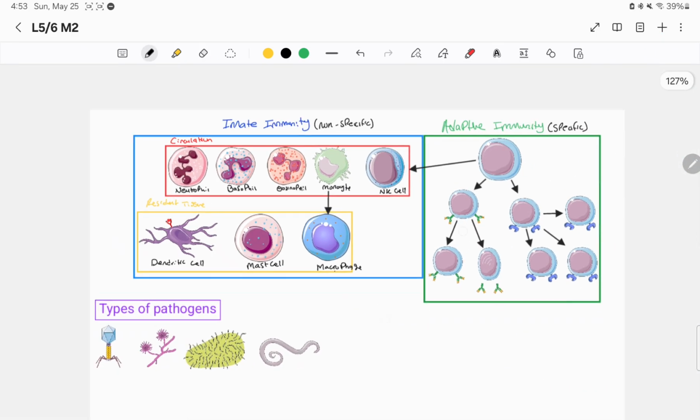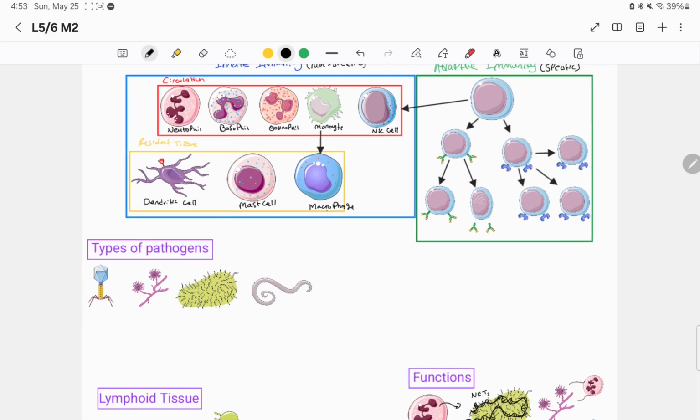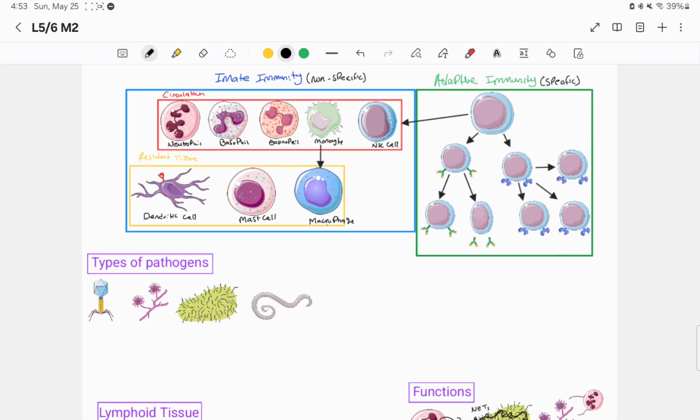Now, remember how I said all cells of the blood, and in fact, all white blood cells, they all originate from one cell inside of the bone marrow. I mentioned this in the introduction to the blood video.